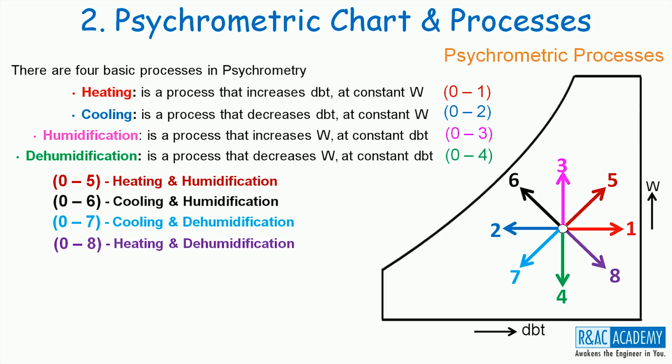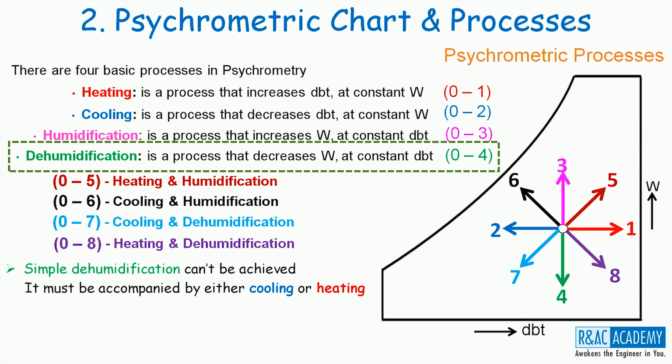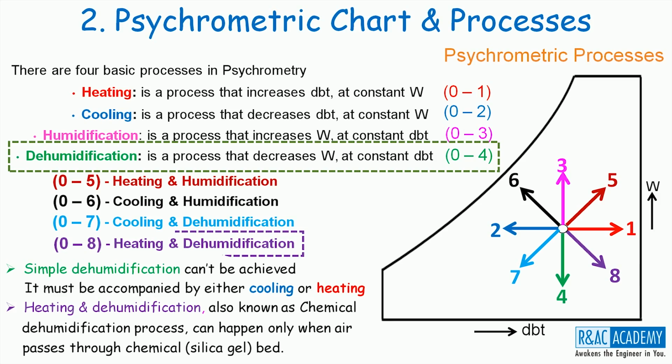The important note points: simple dehumidification is not possible to achieve. That is, process 04 cannot be achieved in psychrometry. The dehumidification process must be accompanied either by cooling or heating. The next, heating and dehumidification process number 08, is also called chemical dehumidification process, and it can happen only when the air is passed through a chemical bed.